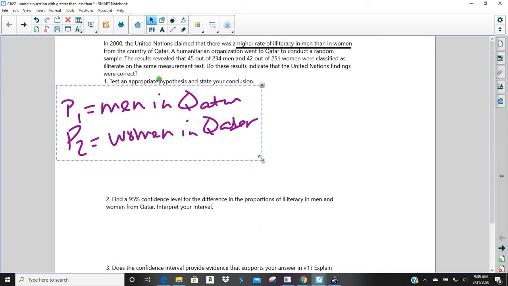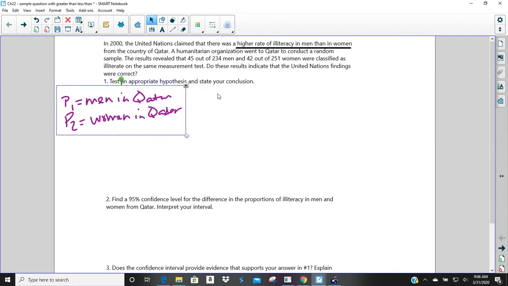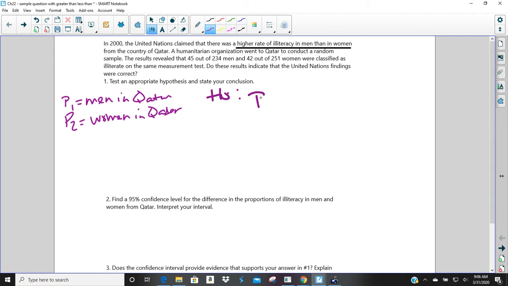So let me group this and make it smaller. So our null hypothesis and alternative hypothesis. Our null hypothesis is going to be P1 minus P2 is equal to 0. You could also, of course, write it as P1 is equal to P2. I'm going to write the alternative hypothesis is P1 minus P2 is greater than 0. Why is it greater? Because we're trying to say that if the proportion is higher in men, that would therefore make the number greater than 0.